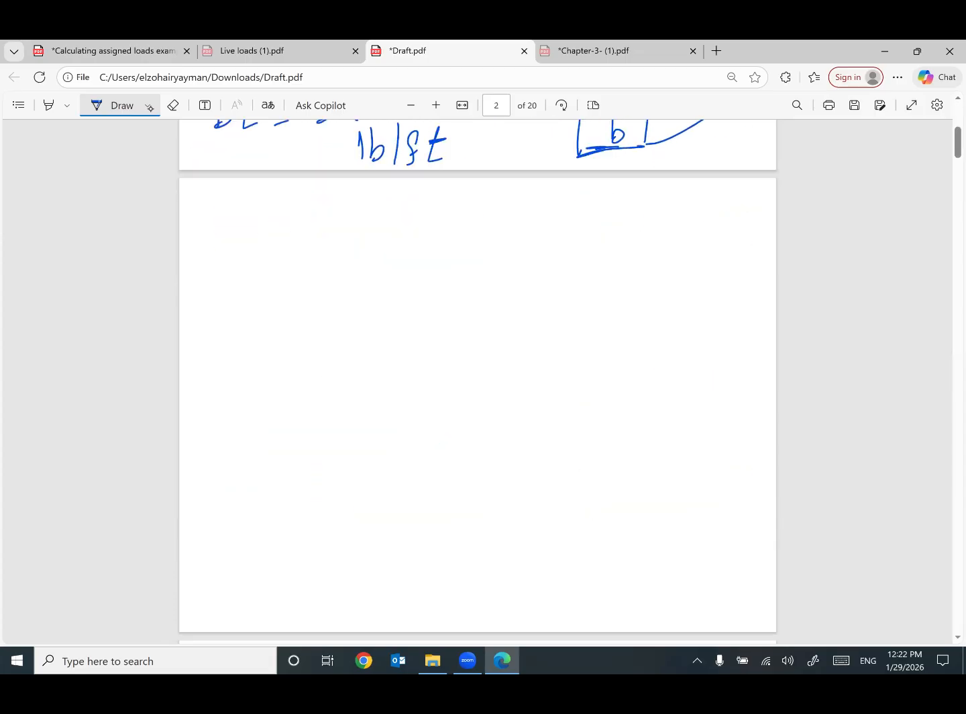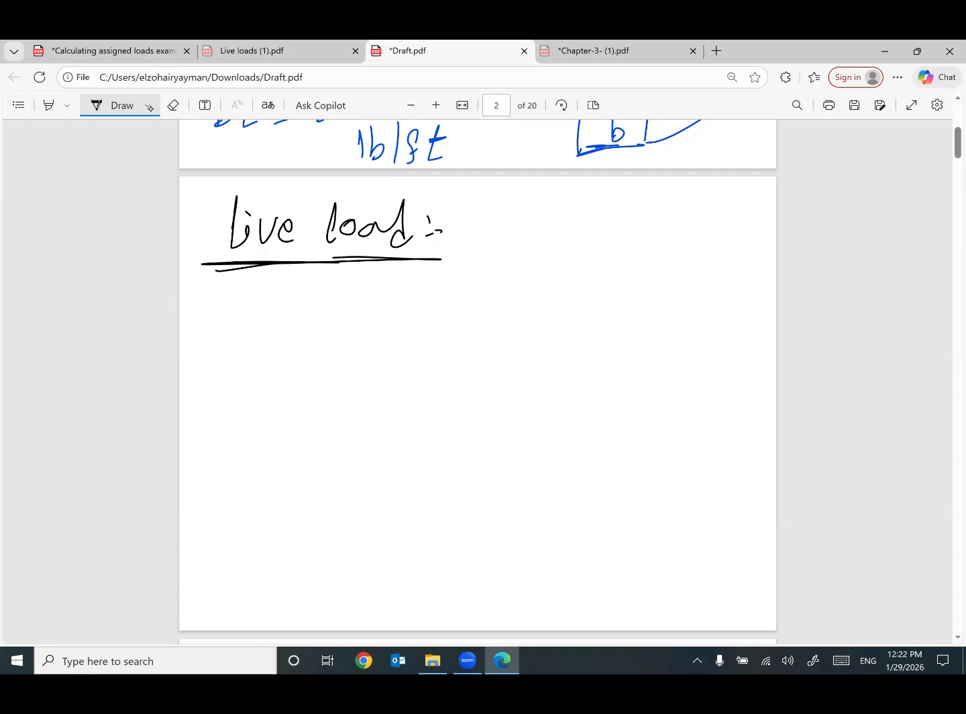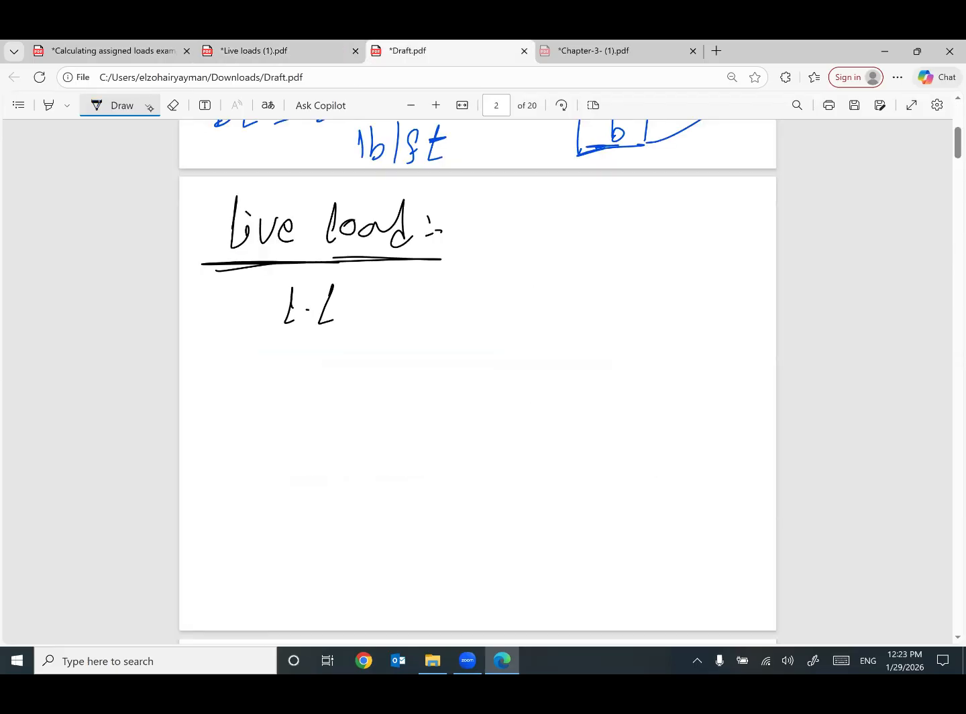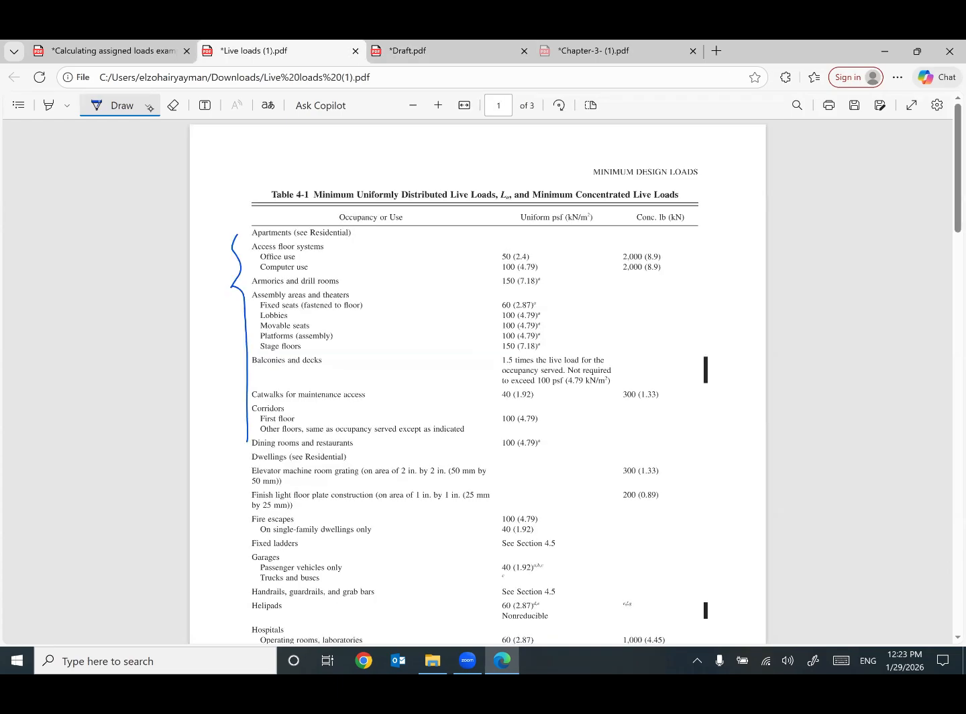We covered also last time the value of the live load. For the live load, you don't need to do any calculations. Just open this table and based on the function of the building, I can tell you how much the live load is as a value in pounds per square foot or PSF. That makes sense? So the live load is related to the slab. How much? Based on the value from this table.